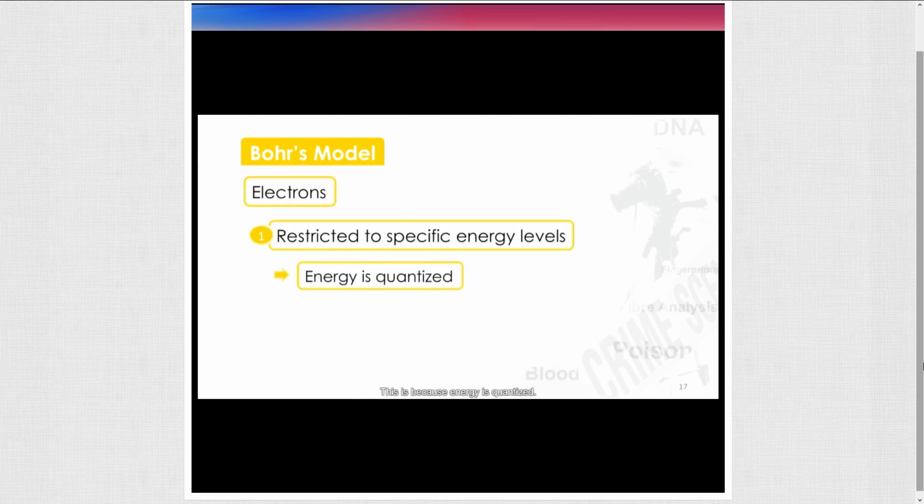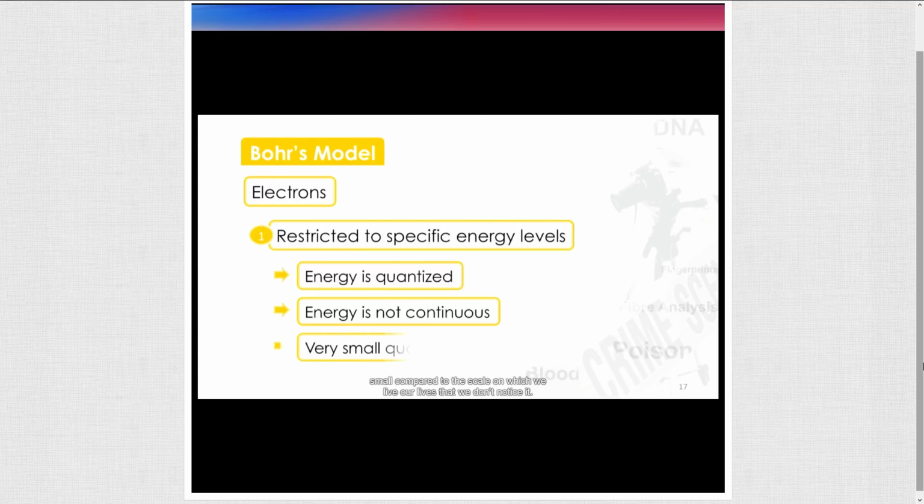This is because energy is quantized. Energy is not a continuous function, but it exists in discrete little packages. Now, in our everyday lives, we don't really notice this. This is because these little packages or quanta of energy are so small compared to the scale on which we live our lives that we don't notice it. But down on the atomic or molecular scale, this becomes very, very important indeed.